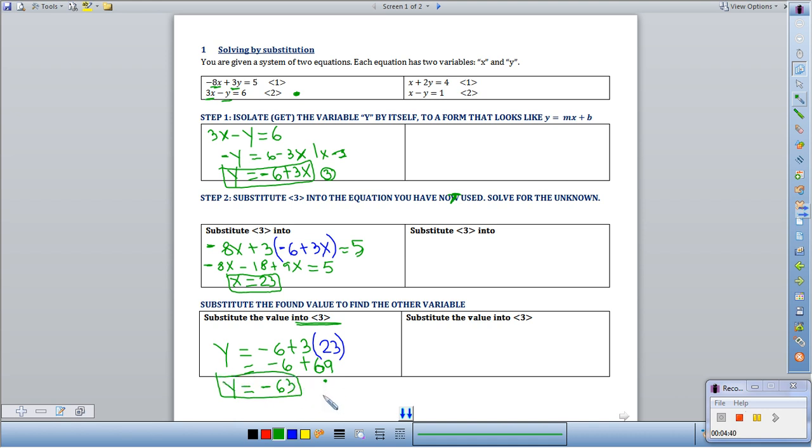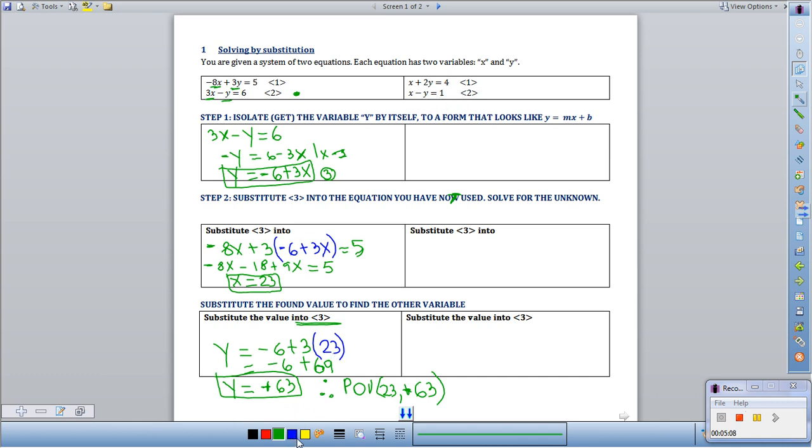Now you can write your therefore statement. The point of intersection is 23 and 63. The second example that we have over here is x plus 2y equals 4 and x minus y equals 1.